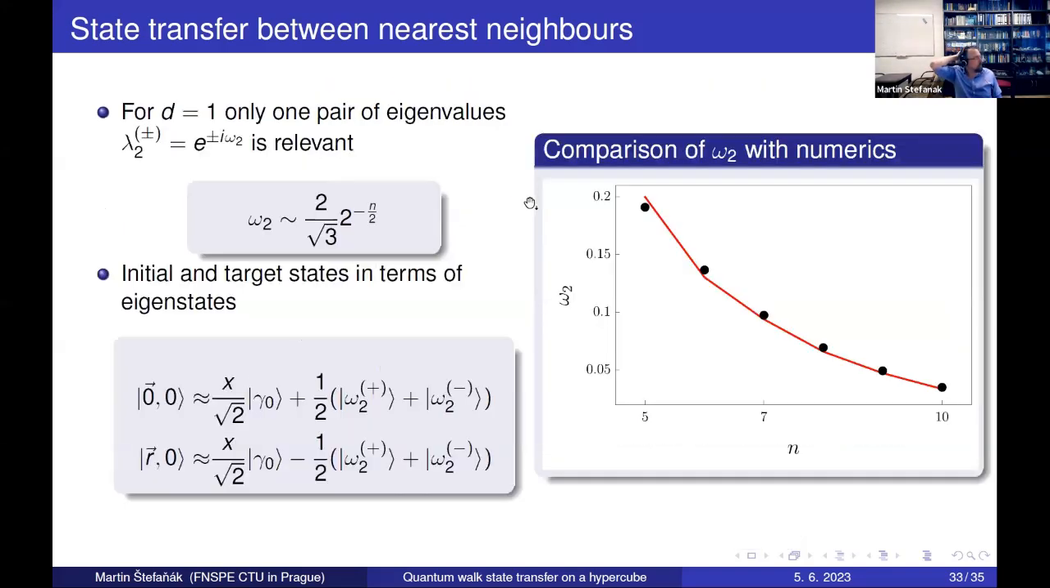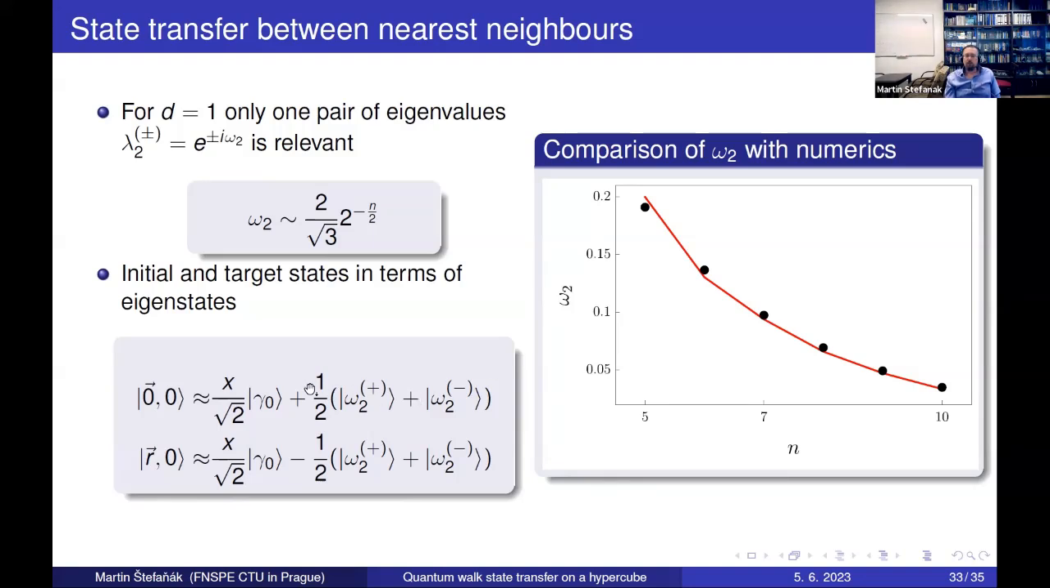The other reason for this different behavior is that if you look numerically at the spectrum, it turns out that one of the pairs of the eigenvalues is not there. This e to the plus minus i omega 1 is no longer in the spectrum. Only e to the plus minus i omega 2 is relevant. And if we keep the weight the same as we had before, 2/3 n over 2 to the power n, then this omega 2 is very close to what we had for the antipode. So here's the comparison. The red curve is given by the formula we had for the antipode, and the black dots are numerically evaluated phases of this pair of eigenvalues.